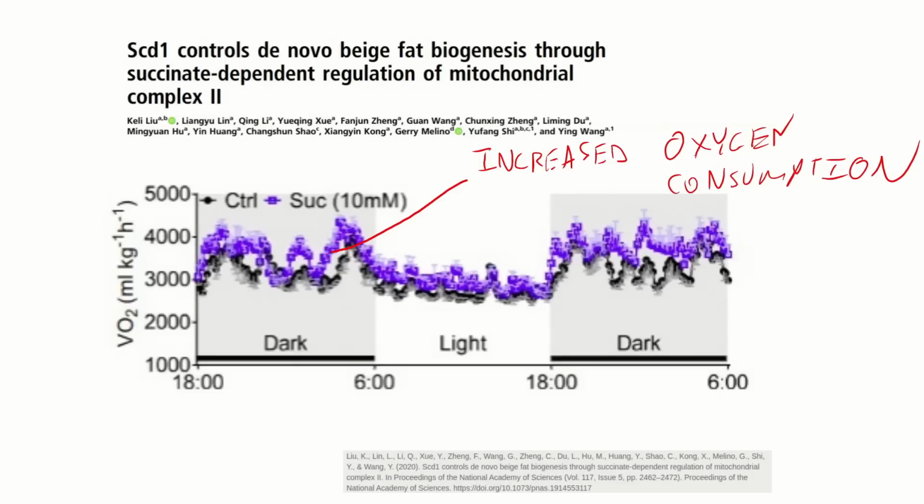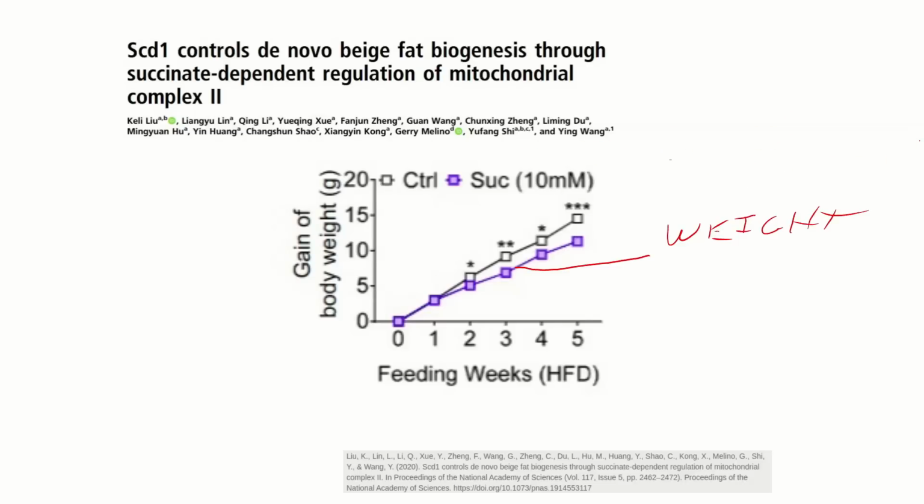This is another paper. You can see the succinate absolutely increases oxygen consumption. So this VO2, that means volume of oxygen that they're burning. And you can see this blue line are the ones given the succinate, and it's consistently throughout the day, especially at night when the mice are active. You can see they're absolutely consuming more oxygen while they're awake and eating that succinate. The succinate in this study also prevented weight gain, as you can see.